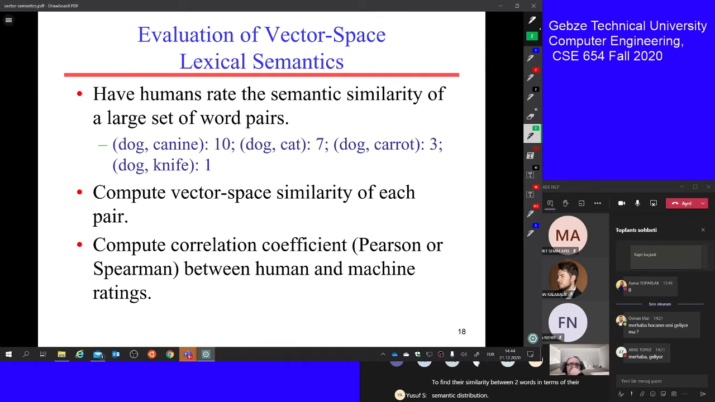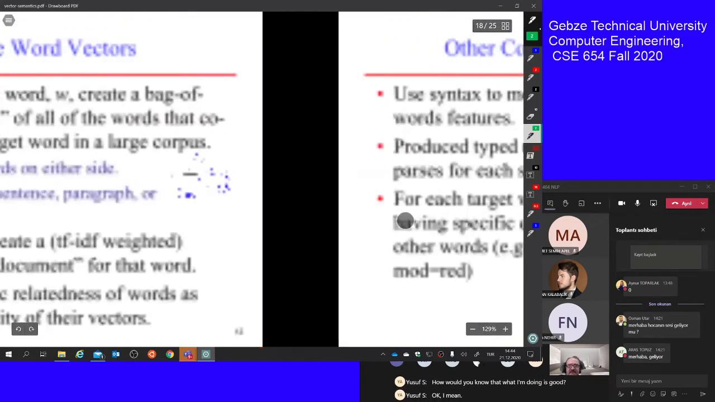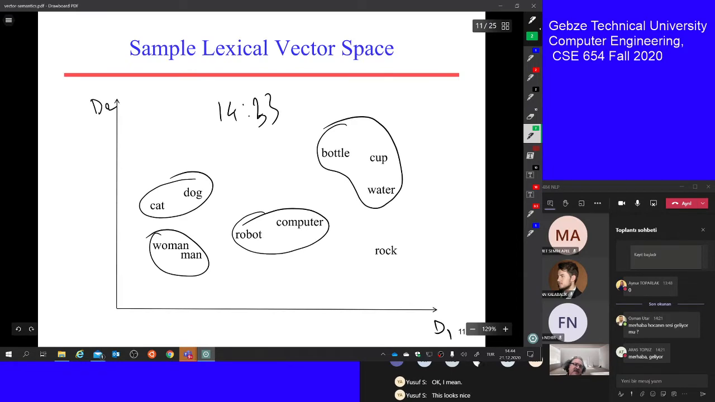So how would I know if my lexical semantics works fine? How would you know that what I am doing is good? I mean, this looks nice. Let me show you. This looks nice.